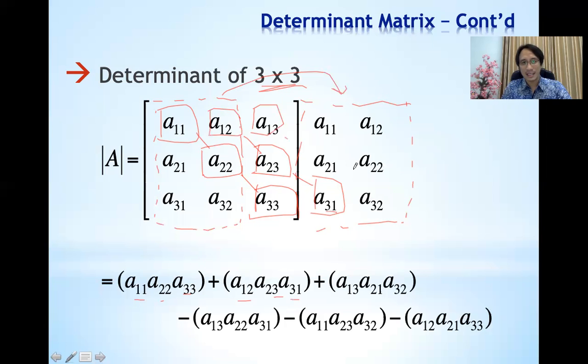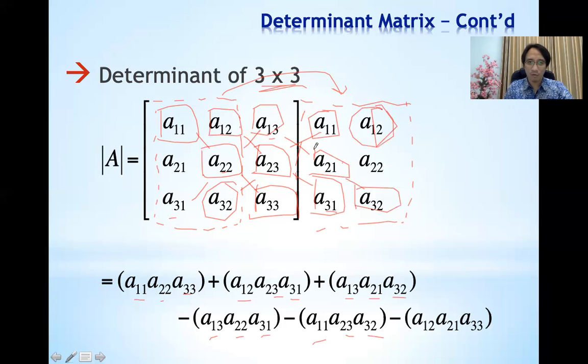Plus again this value: A1,3, A2,1, A3,2. And then subtract this part: A1,3, A2,2, A3,1. Minus again this part: A1,1, A2,3, A3,2. And the last one: A1,2, A2,1, and A3,3. Then find the result. And that represents the determinant of the matrix.